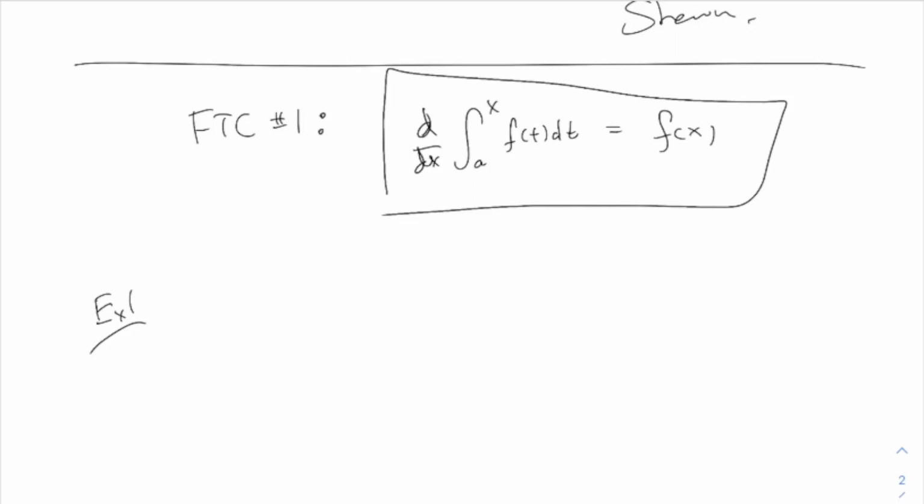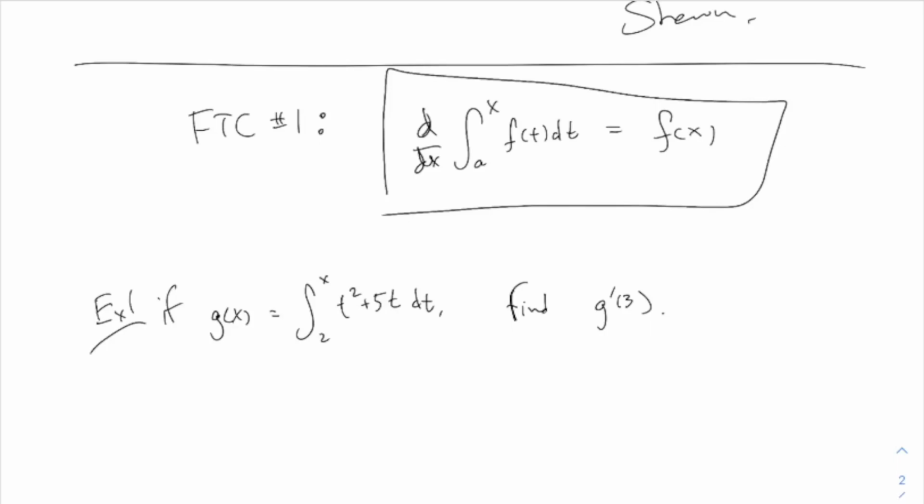This is the kind of problem which looks far more complicated than it ends up being. So, for instance, if g of x is the integral from 2 to x of t squared plus 5t dt, then find g prime of 3. All right?